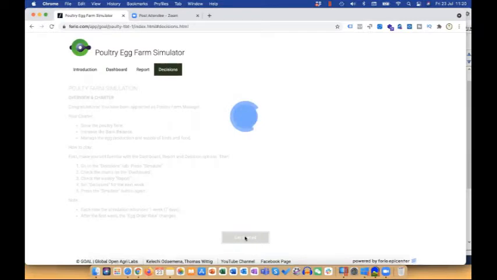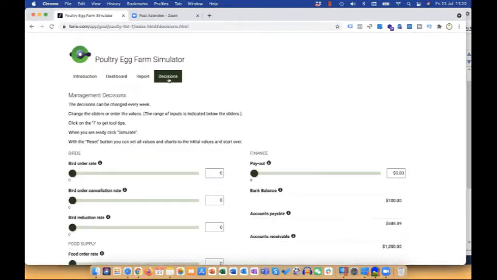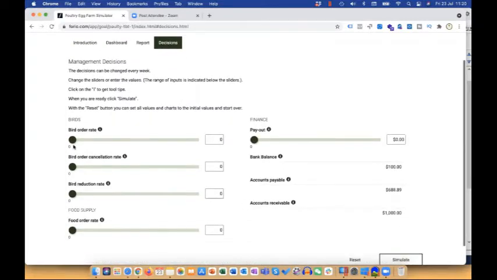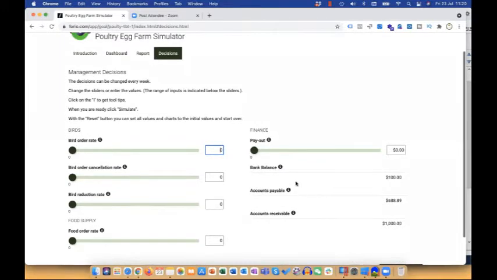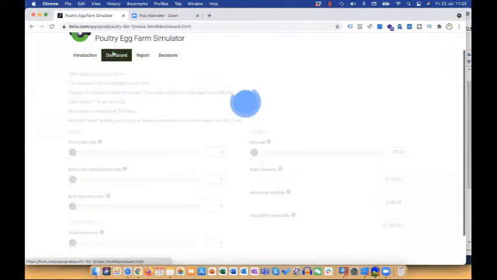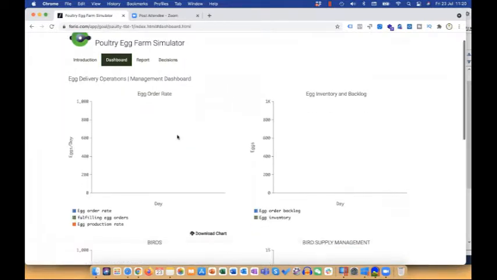So how does the simulation work? You basically click get started, which brings you to the decision tab. And here you see some sliders that you can move, and also some input fields where you can input some numbers in a, I would say, reasonable range. And here you also have some information about your bank account. There's another tab which shows some graphics here.